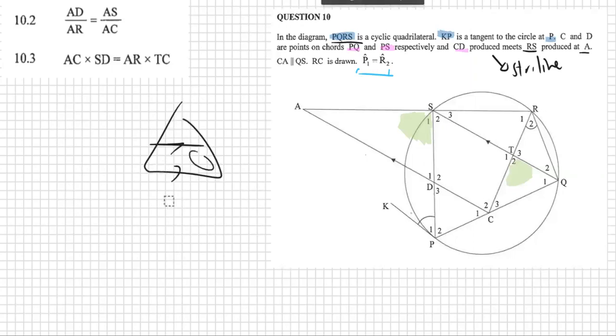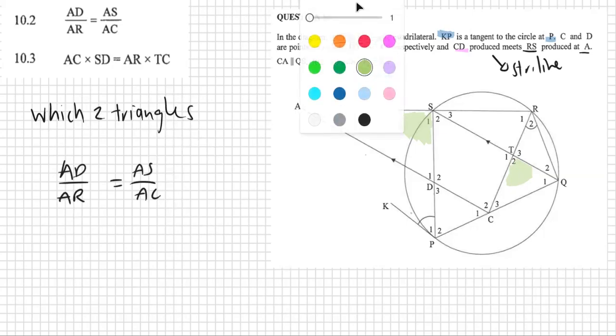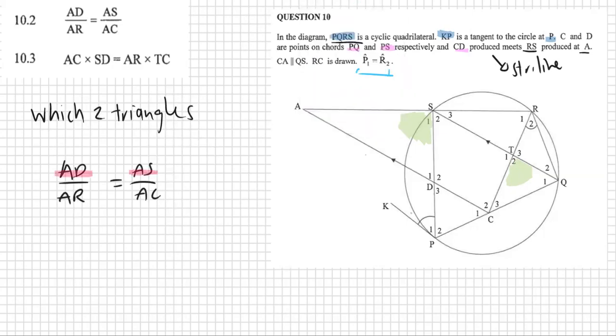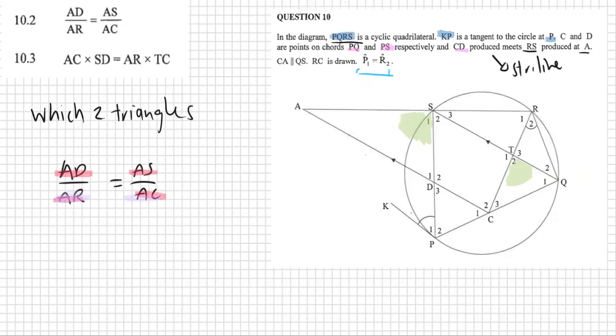And if you're doing similarity, you've got to figure out which two triangles you are working with. The way I do that is I look at AD over AR is equal to AS over AC. If you're doing proportion in triangles, then the top part will be from one triangle and the bottom part will be from another triangle. Okay.